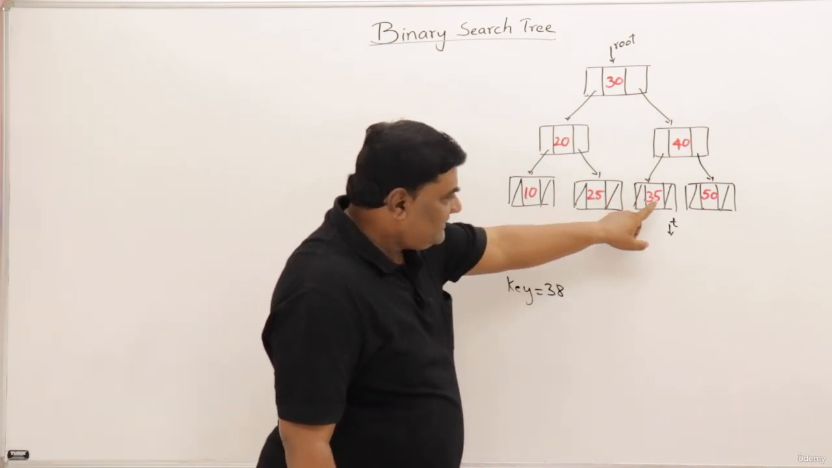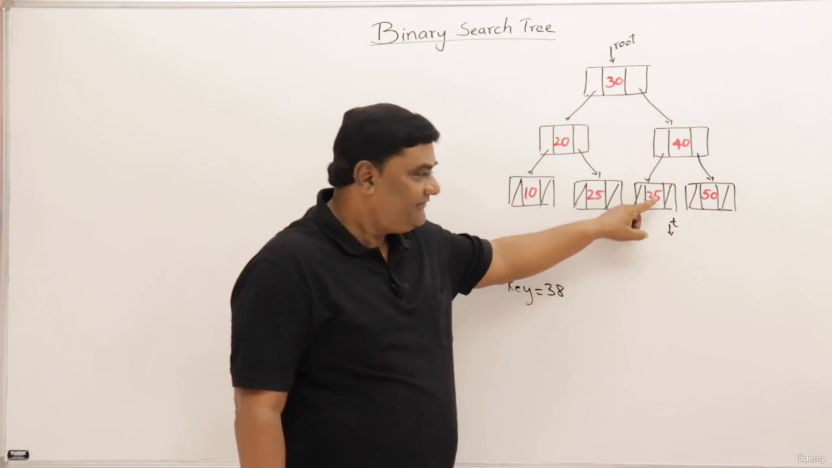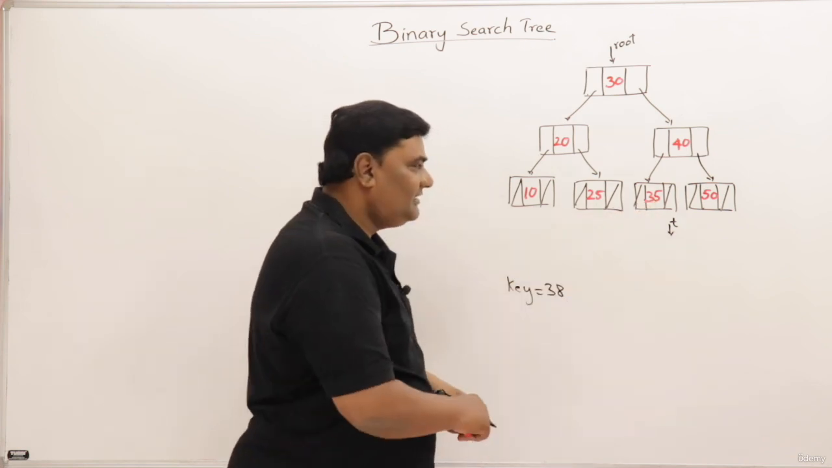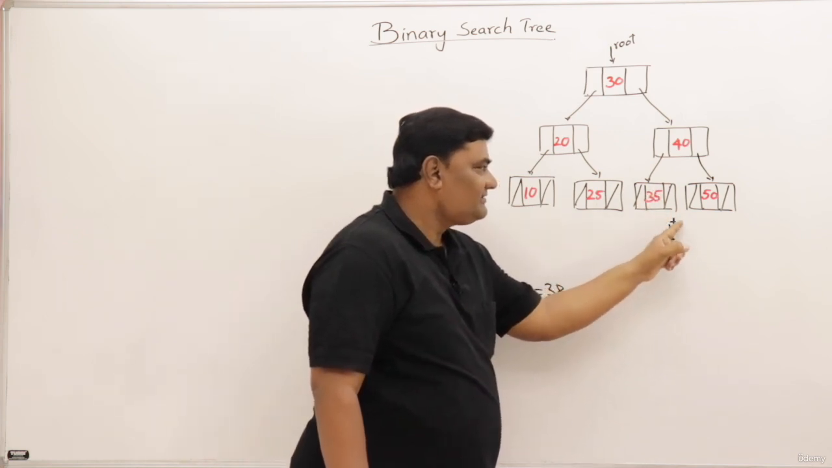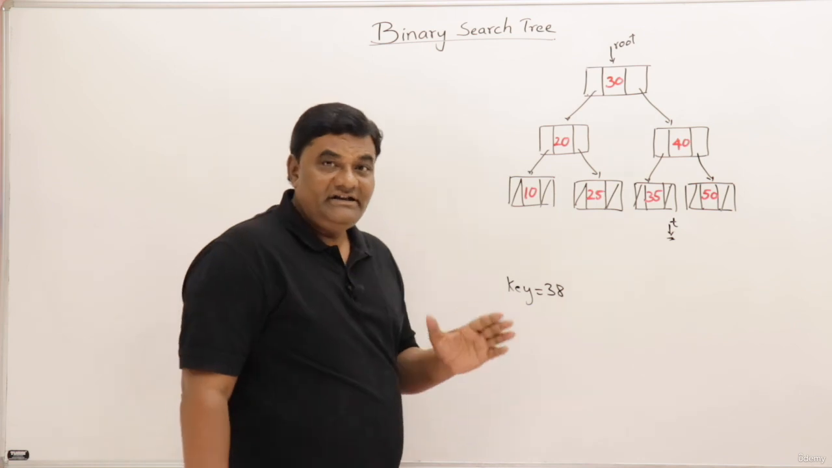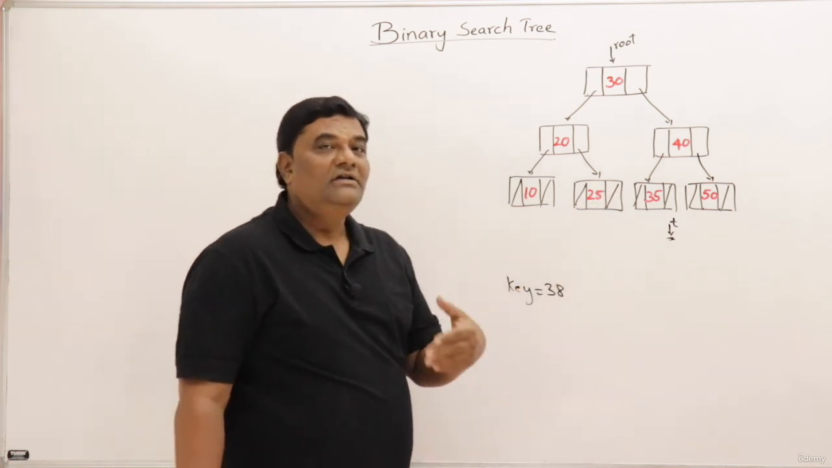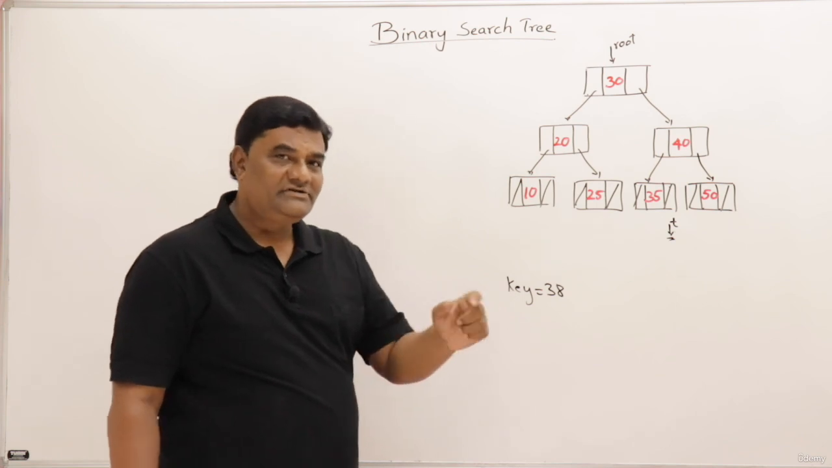But for linking with the right child of 35, I need a pointer on 35. Do I have a pointer on 35? No. T actually became null. For inserting 38, I should create a new node and link it as the right child of 35, so we need a pointer on 35 also. For this, we can have a tail pointer. So let us use a tail pointer.